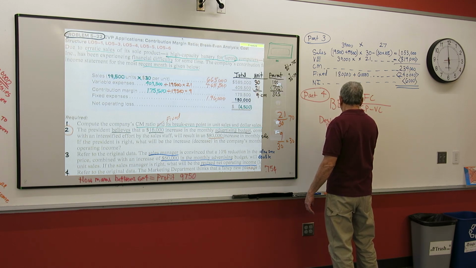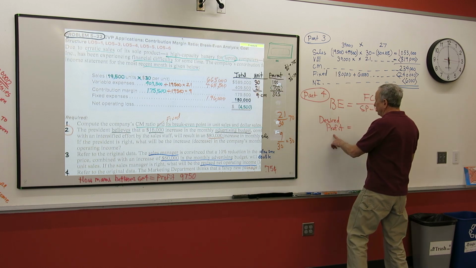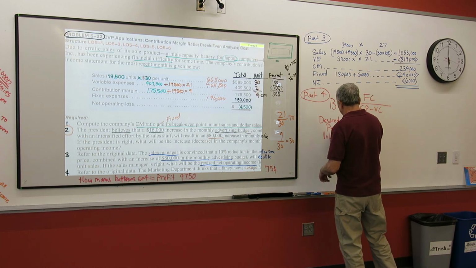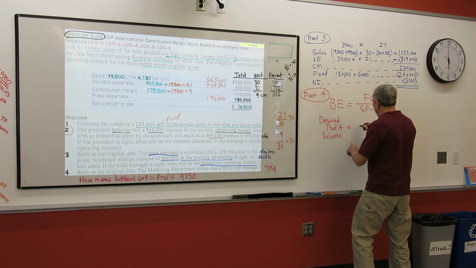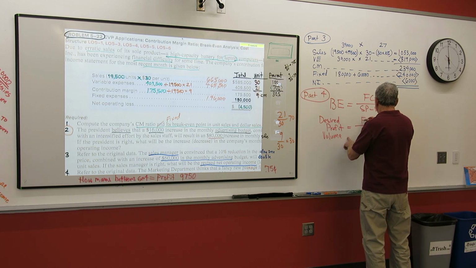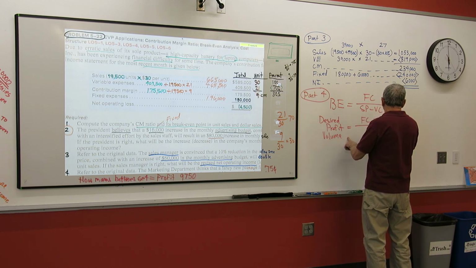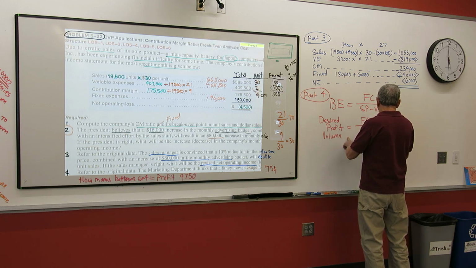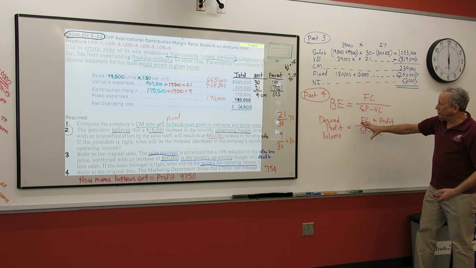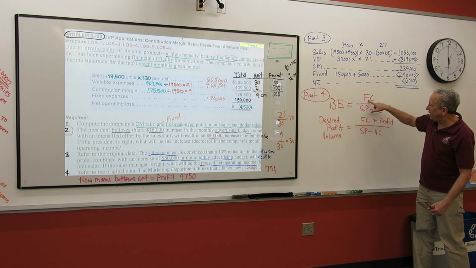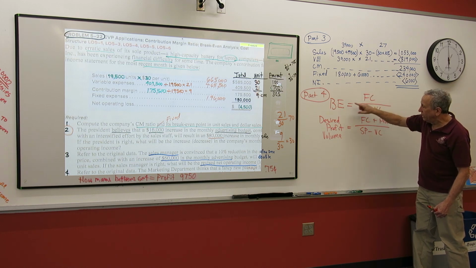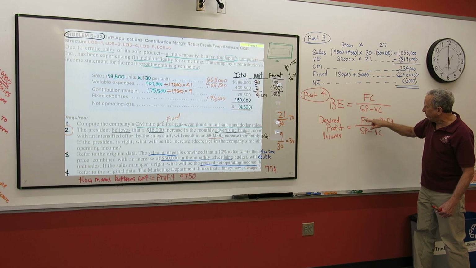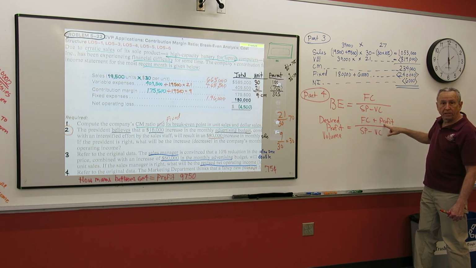it's equal to the desired profit volume. Same formula is equal to the fixed cost plus the profit you'd like, divided by the exact same thing, selling price minus variable cost. You see, this is really just saying, all right, before you just wanted to break even, so you're just trying to cover fixed costs. Now, we're going to try and cover fixed costs and profit.